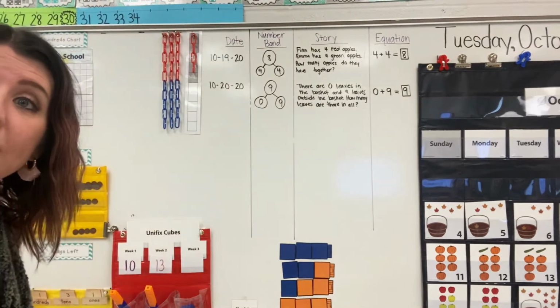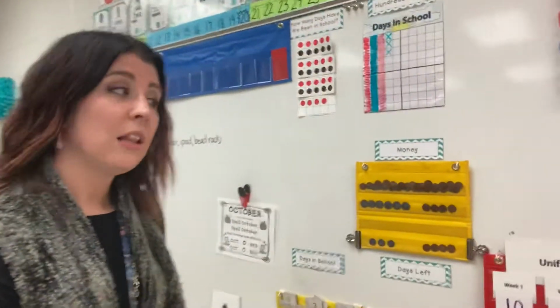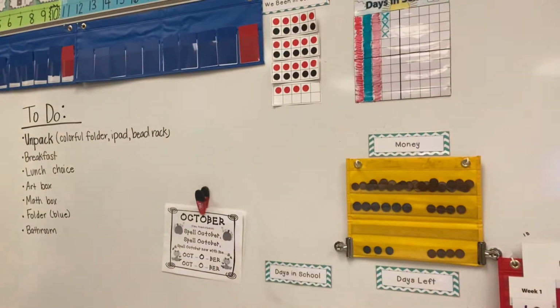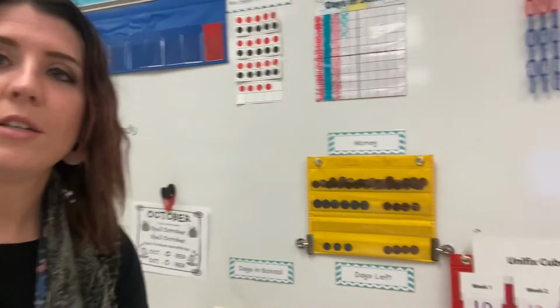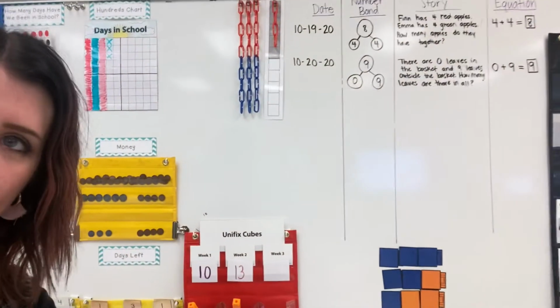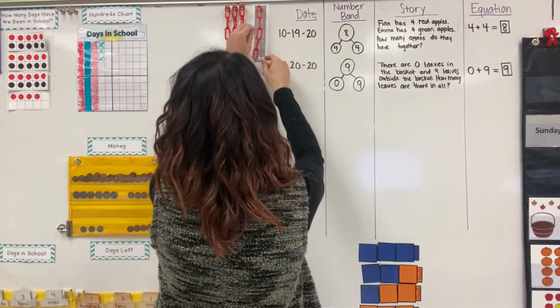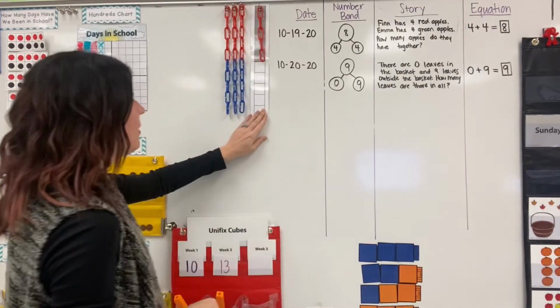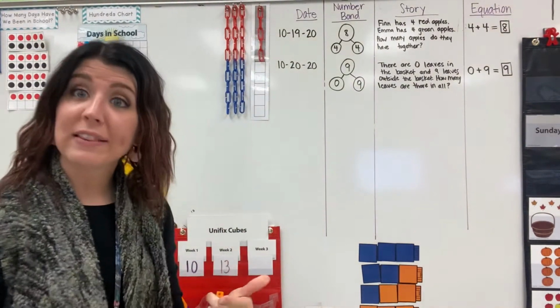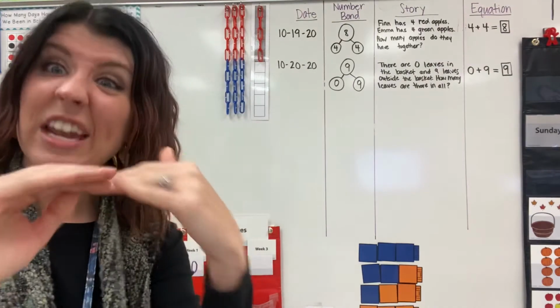All right, you ready to see how many days you've been in school? Let's go ahead and add a chain link for today. You see your chain links? There they are. Let's add a chain link, and then let's count how many days you've been in school. Are you ready? When we count, every chain link is going to get 1 number and only 1 number.